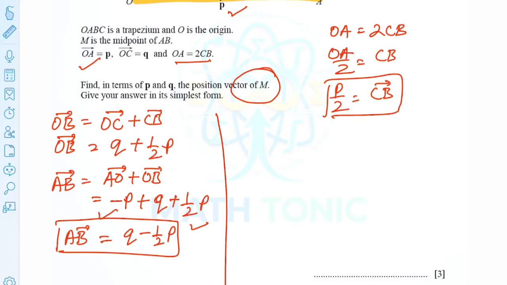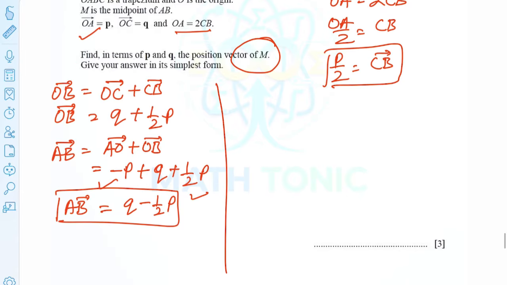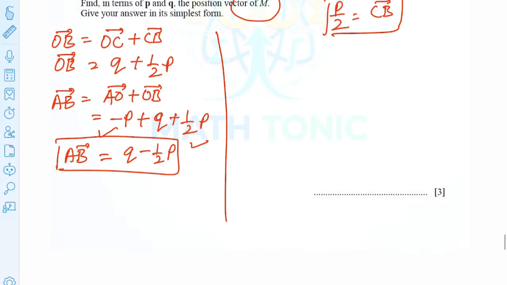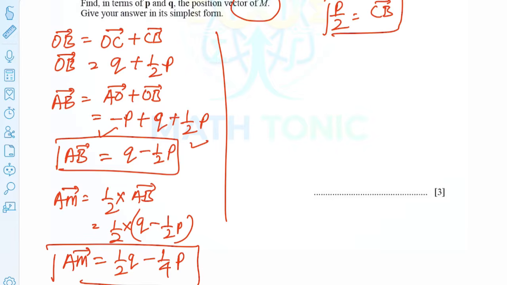Next step: M is the midpoint, right? Since M is the midpoint, we can find the AM vector as well. So AM vector equals half of the AB vector, right? So we can say half times Q minus half P. There's a bracket. Now expand the bracket. It will be half Q minus 1 over 4P. This is called the AM vector.